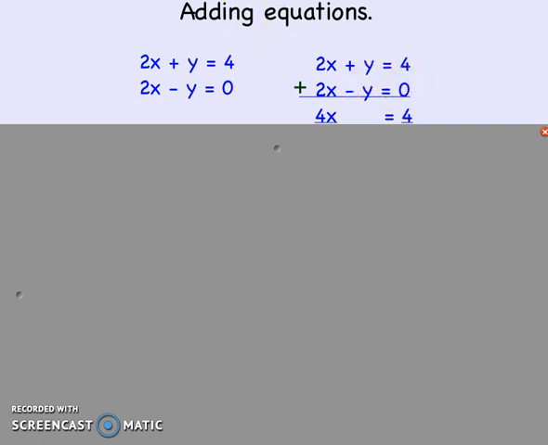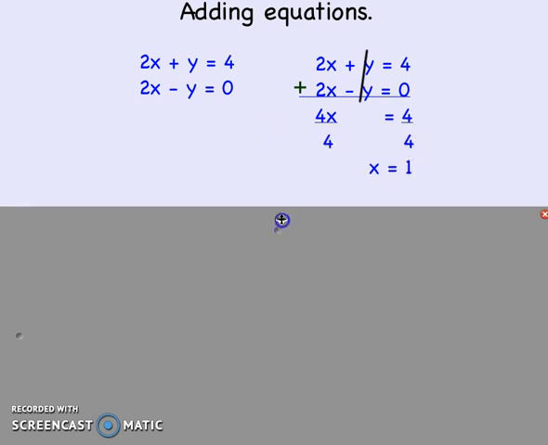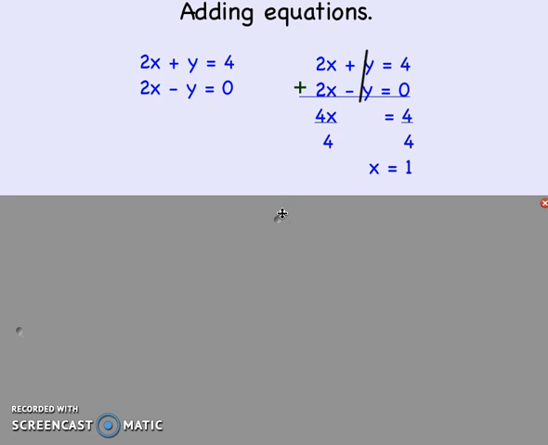I'm going to show that these cancel. Okay. So now we've added our like terms. From there, I've eliminated my y value, so I'm left with just x as my variable. I can now solve for x. If I divide by 4 on both sides, I get that x is equal to 1. This will be the first step in solving a system through the process of elimination.